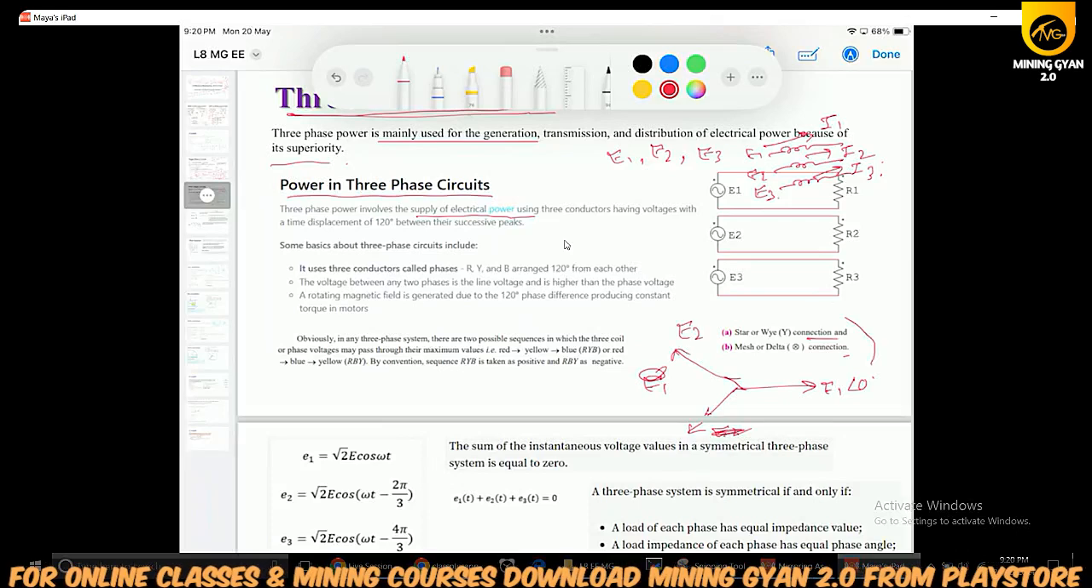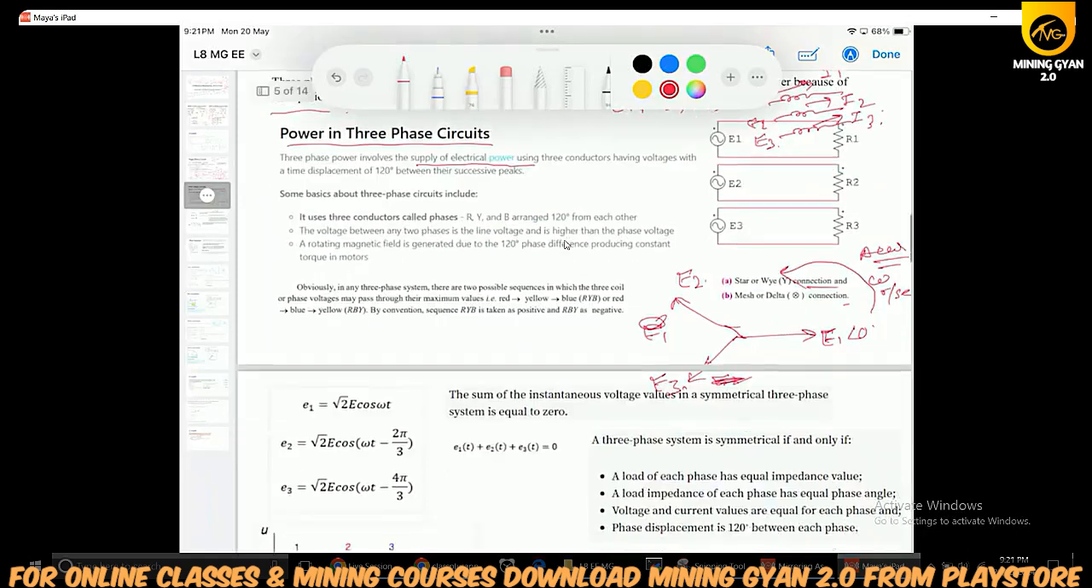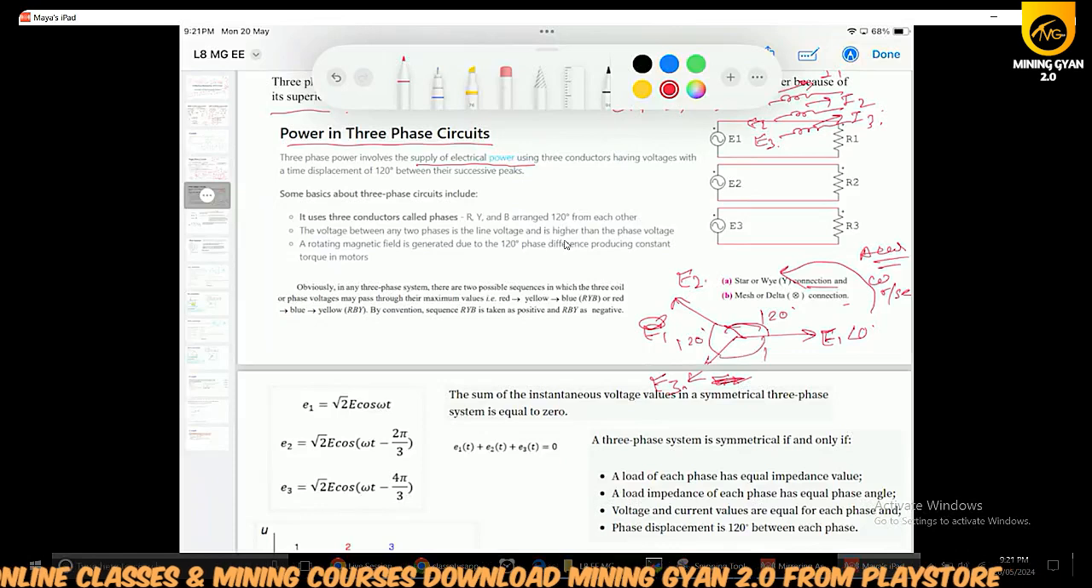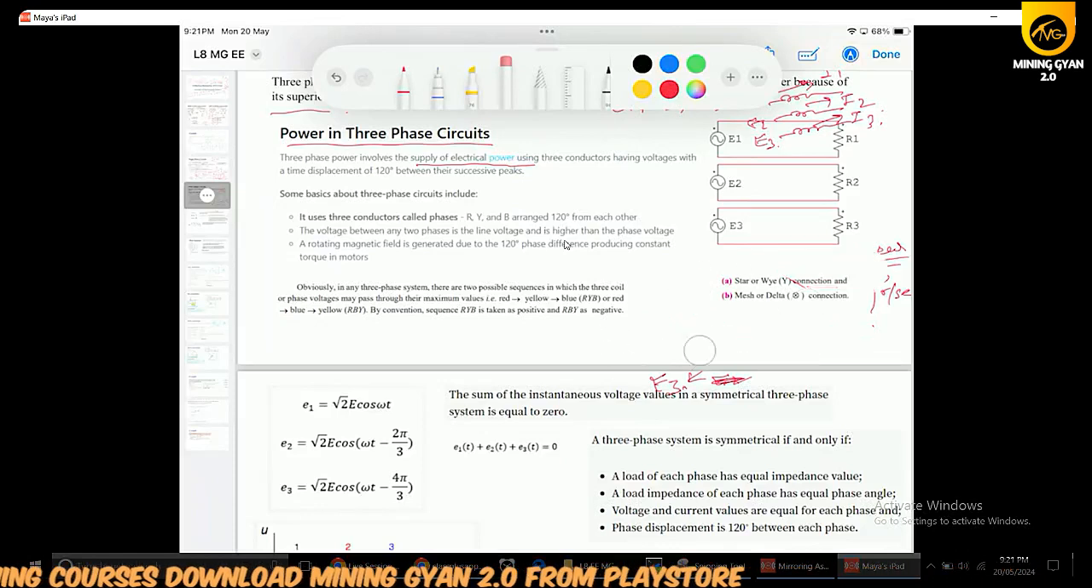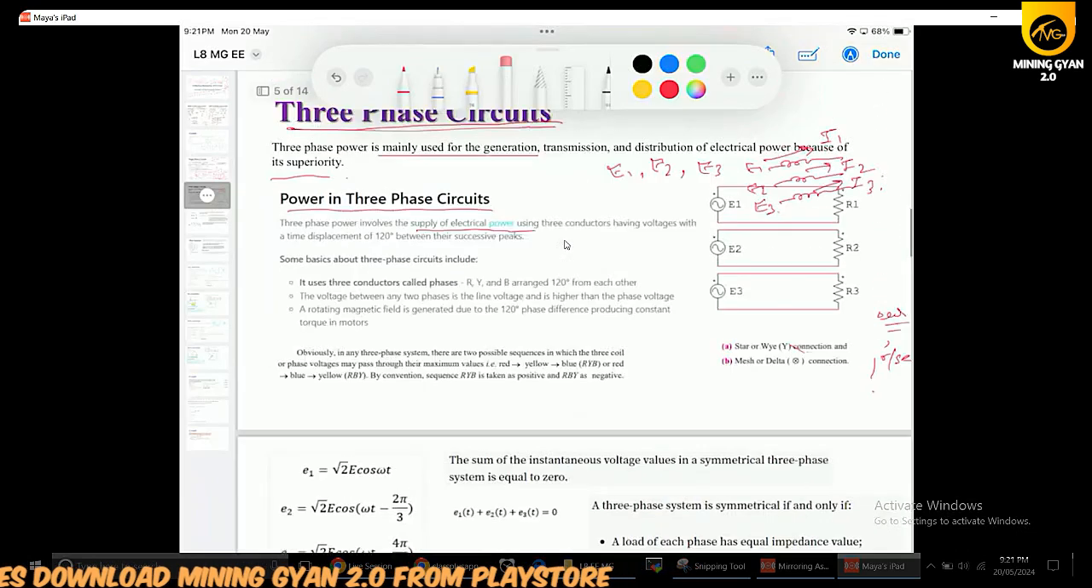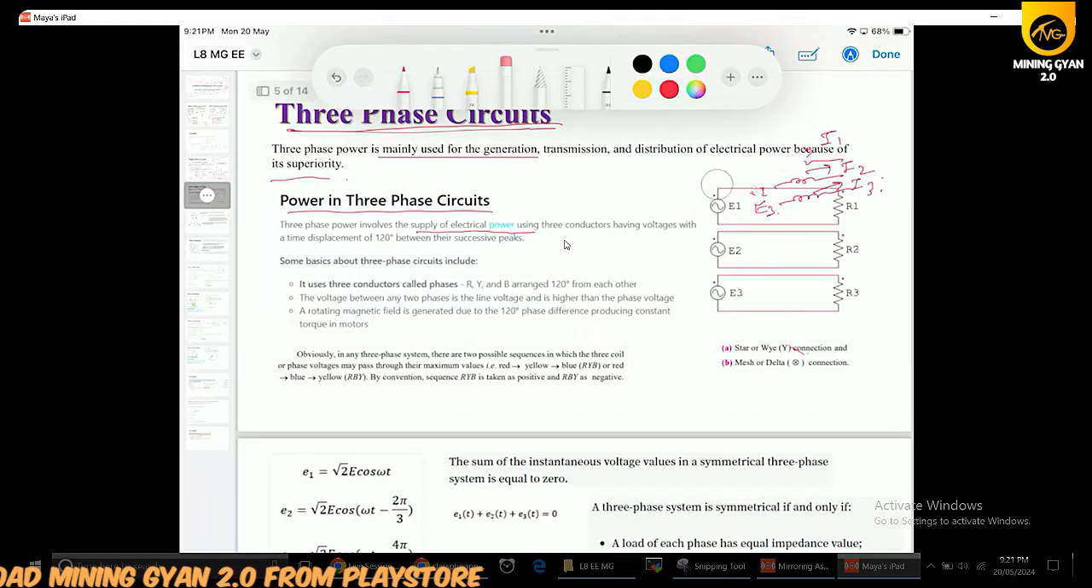if it is rotating in the anti-clockwise direction with omega radians per second, then first of all E1 will come, after that E2 will come, and after that E3 will come. So that is the convention. A 120 degree phase displacement will be there. That is the phasor representation of E1, E2, and E3, and these three are the induced voltages in the three coils of a three-phase circuit.